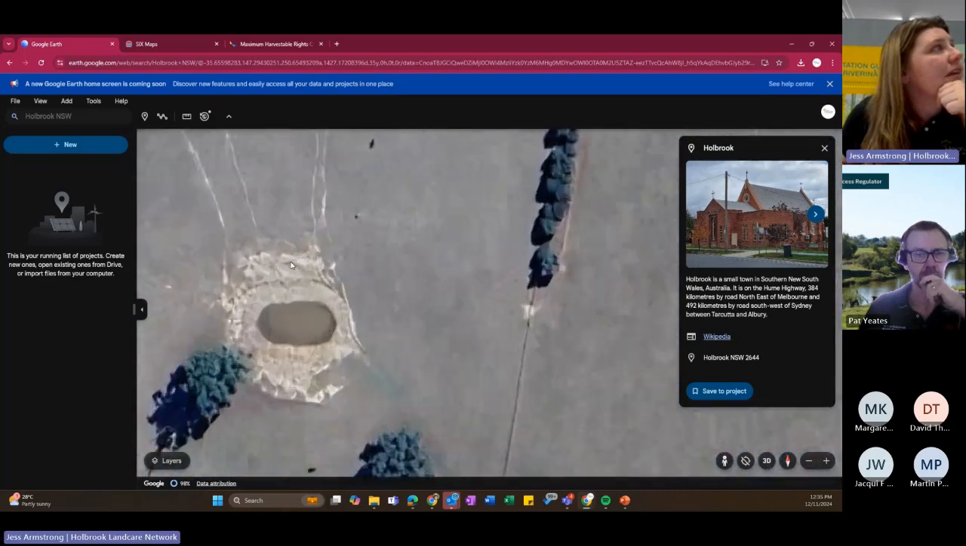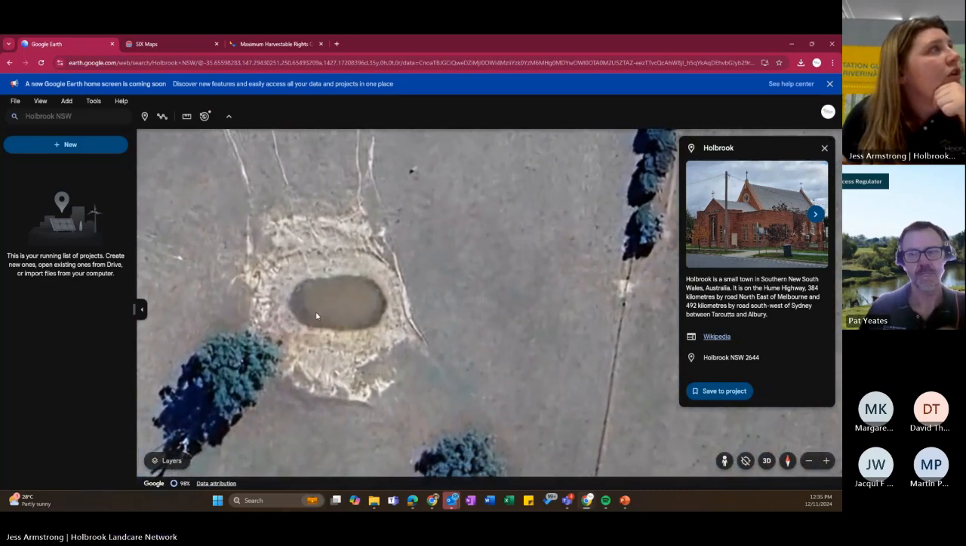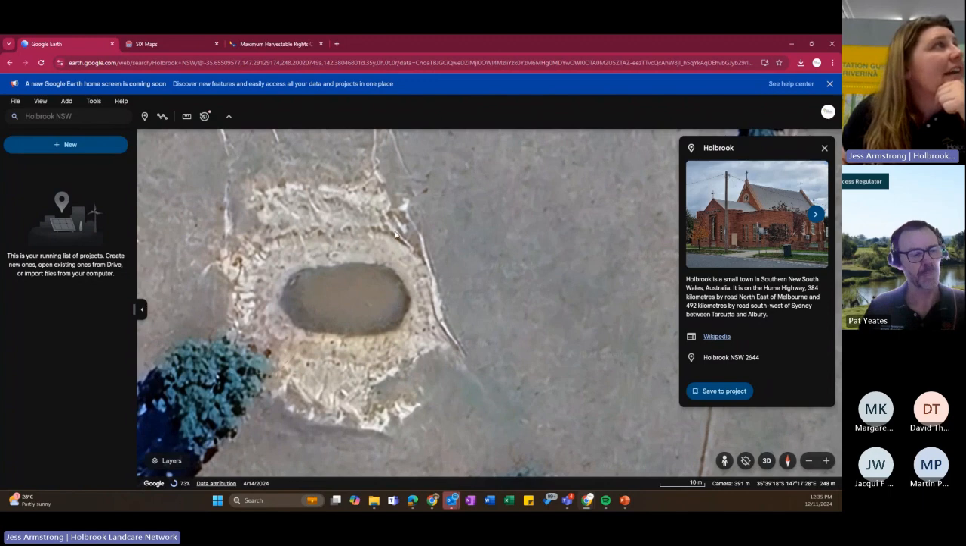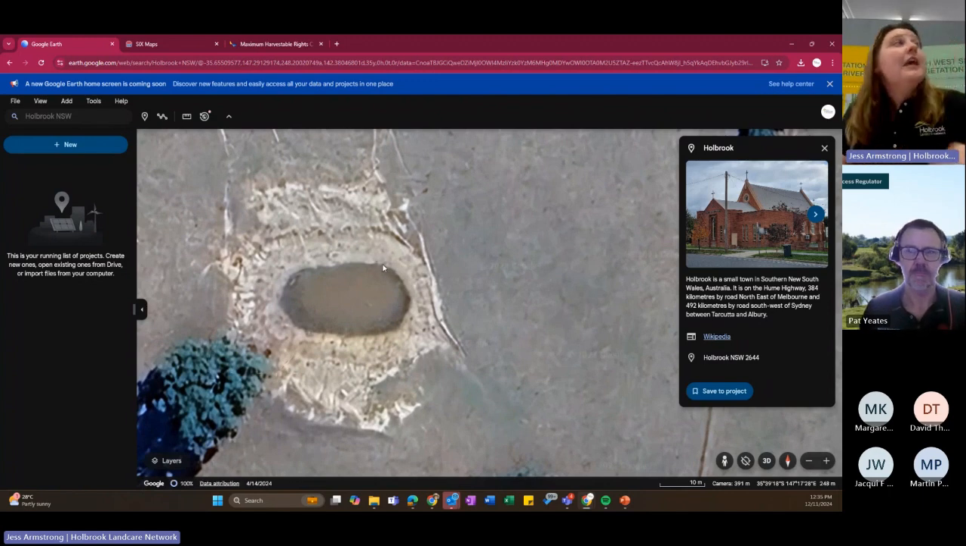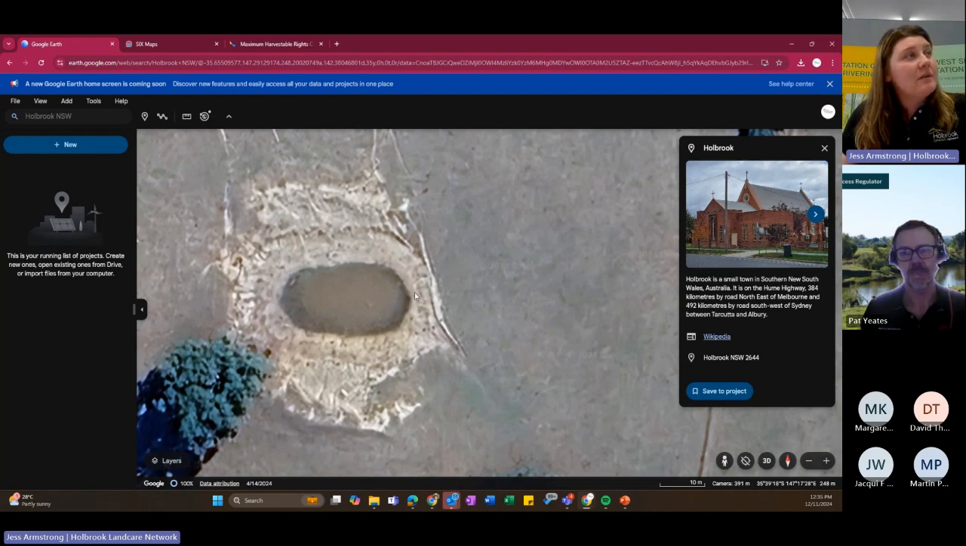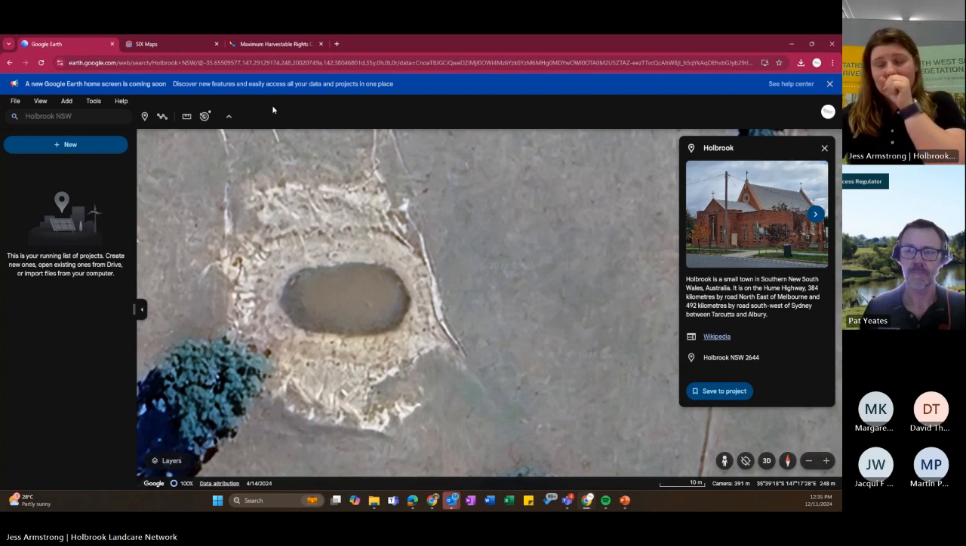Let's just go to this one here. For the purposes of today, this looks like it's been cleaned out recently, actually. Because I can't quite make out the high water line on this one, this was probably the worst example I could get. But what you can do is go to the top toolbar along here.